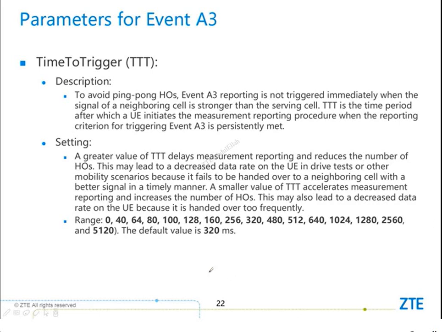This timer has different options, and the default value is 320 milliseconds. We should set this timer based on different scenarios. For example, if our cell is a low-speed cell, this parameter should be set a little bigger, right? If our cell is a high-speed cell, we suggest setting this value smaller.